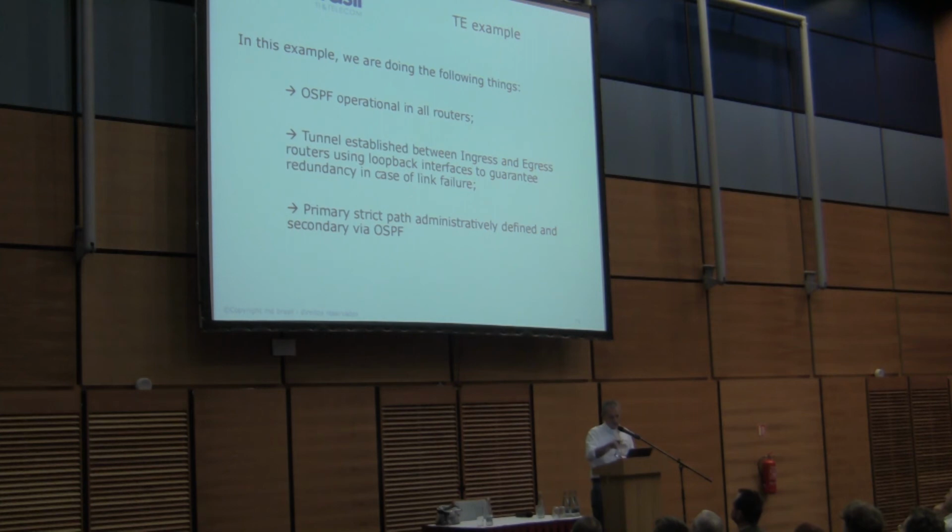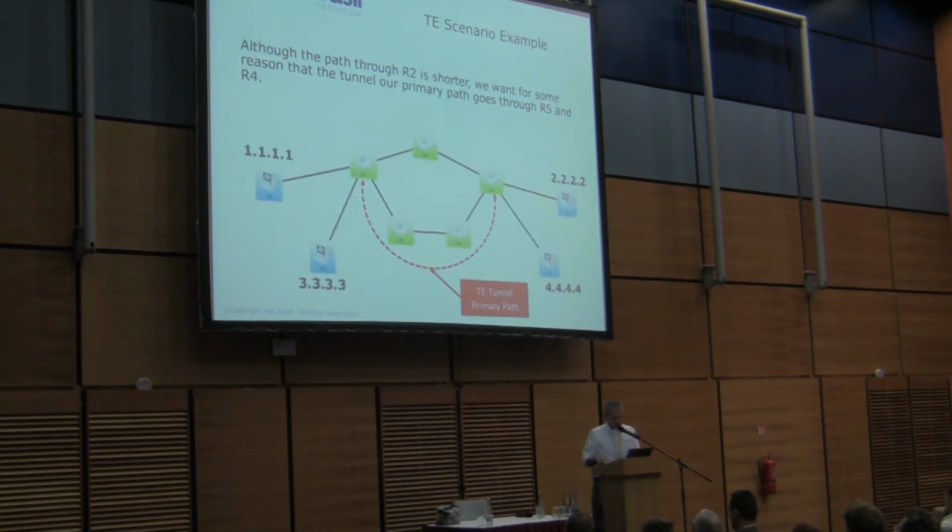So in this example, we will see we are doing some things like: OSPF is operational in all the routers. The tunnel is established between ingress and egress router using loopback interfaces for reasons of redundancy. And the path we define administratively, and the path of the tunnel is not following OSPF routes, but our routes. And when, for some reason, we lose some path, OSPF can be used as an alternative.